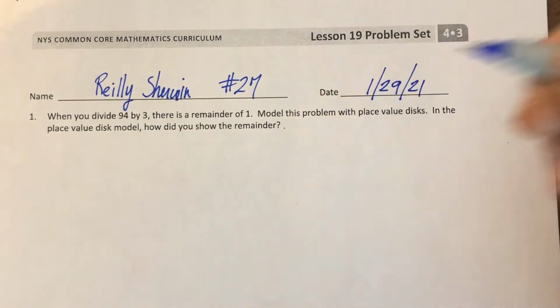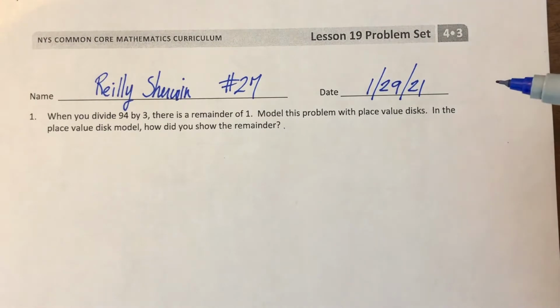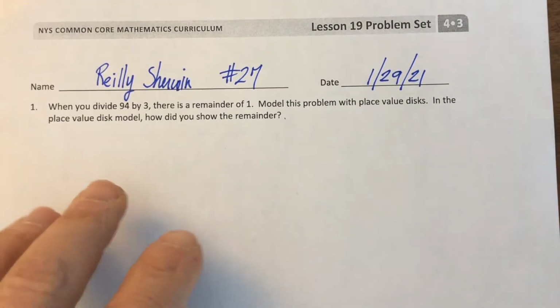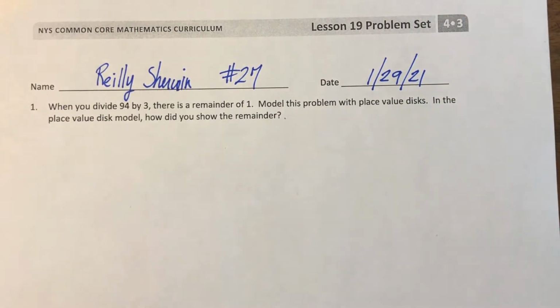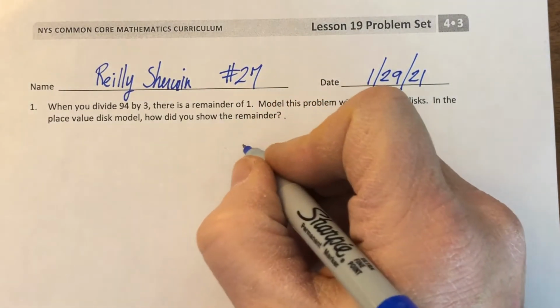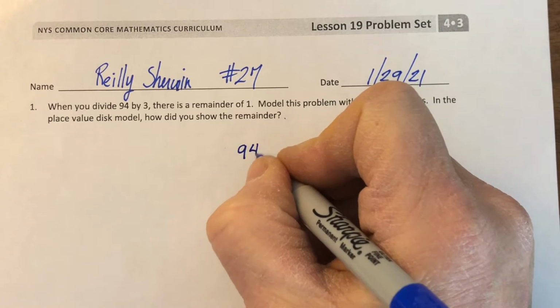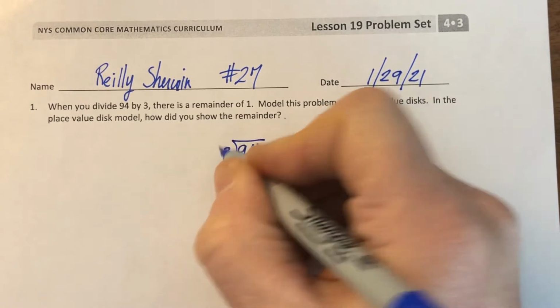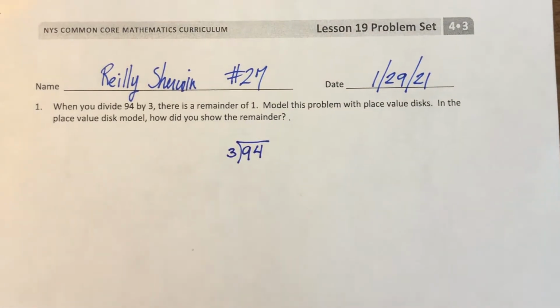This is very familiar to me. When we did this the last time, we did the place value disk. We could show the remainder by putting a box around it. I don't know if you remember that or not. So let's show what 94 divided by 3 looks like with the place value disk, all right? So this is how we're going to do it.